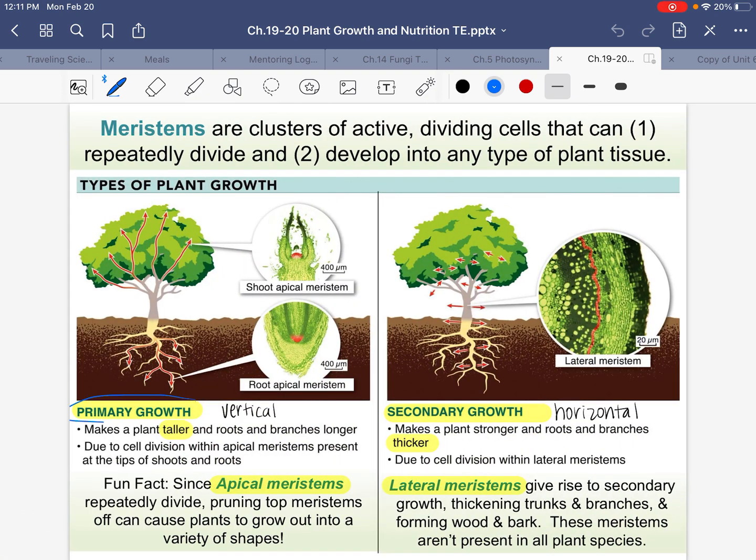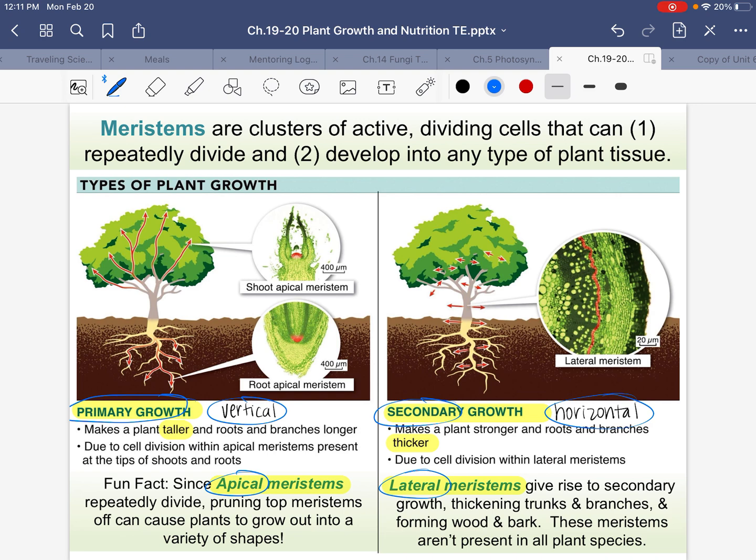So you should recognize that primary growth is vertical and it's the apical meristem. Secondary growth is horizontal and the lateral meristem. So however you need to remember that, remember it. Primary, vertical, apical. Secondary goes with horizontal and lateral. So that's when our plants grow wider.